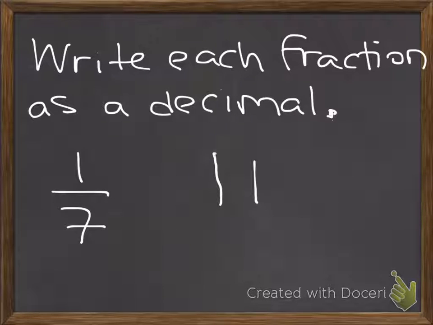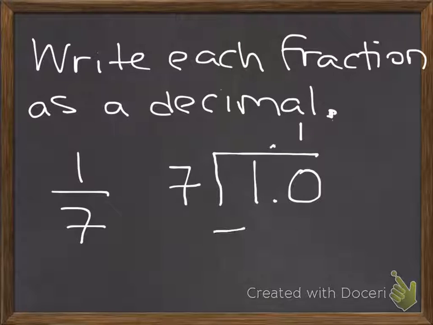divide by the denominator. So I need to think about, well, 7 does not go into 1. So I need to add a decimal point and a 0, and I know that 7 goes into 10 once, and I need to continue dividing until my decimal either ends or repeats.